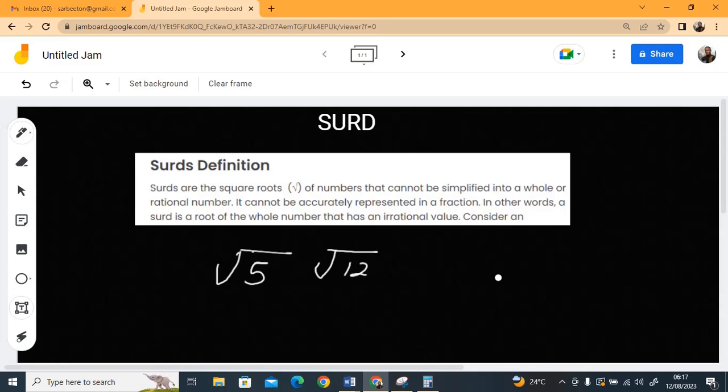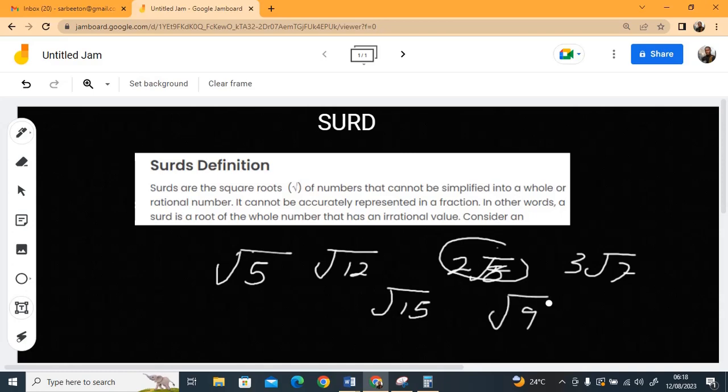So anytime you see a square root, when you see 2 root 8, this is a what? This is a surd. When you see 3 root 7, root 7 is a surd. When you say root 15, is a what? It is a surd. But root 9 is not a surd because it is not an irrational number. When you simplify root 9, you have 3.